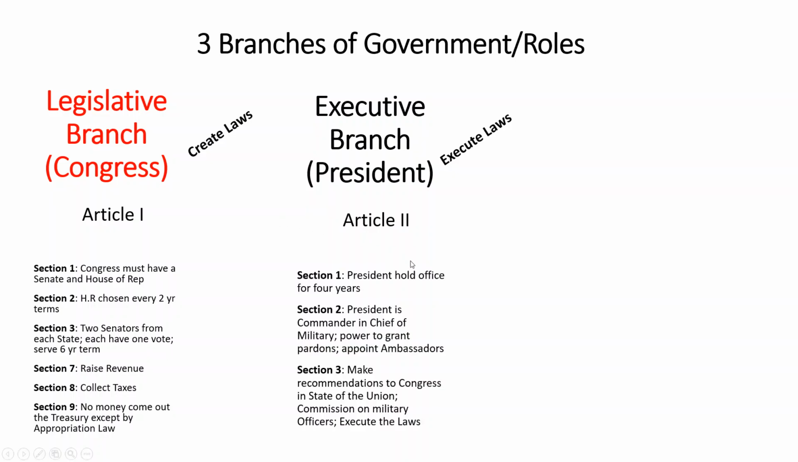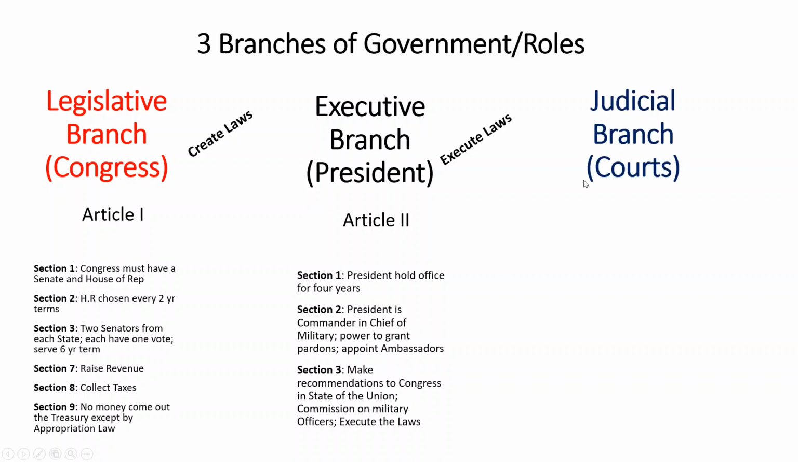Some things the president can do: hold office for 4 years, commander-in-chief of the military service, appoint ambassadors, and make recommendations to Congress in the State of the Union address. So whenever you hear the president's doing a State of the Union address, if you listen clearly, you will hear that he will state what his priorities are and what he would like to do in the upcoming year, kind of giving the legislative branch a heads up on things they can expect.